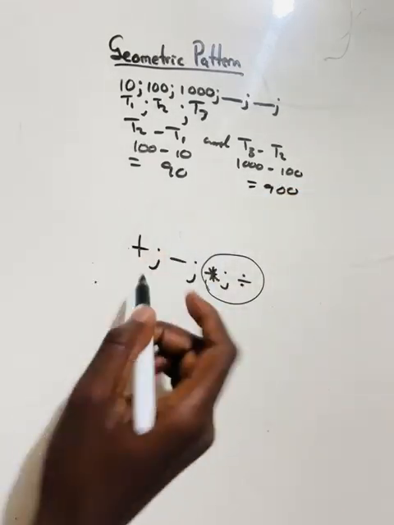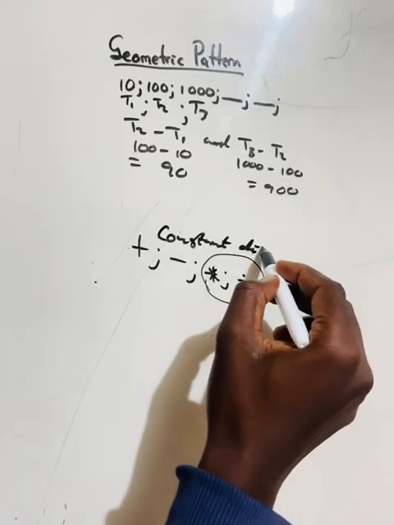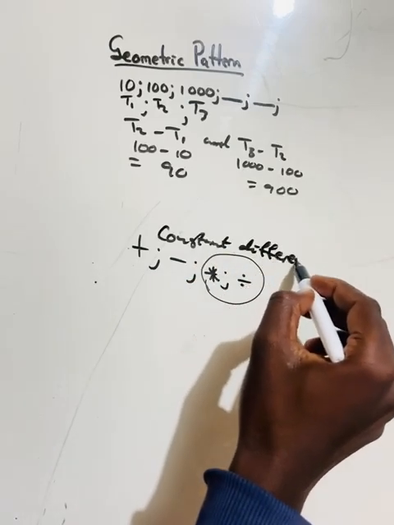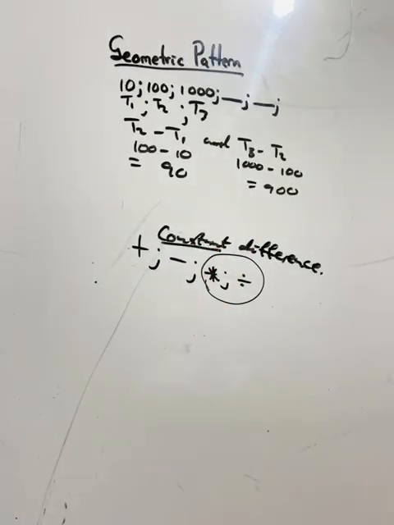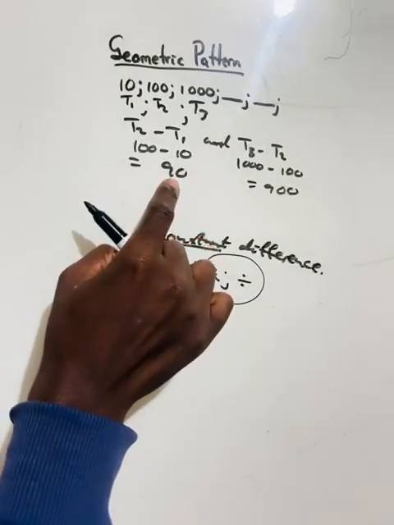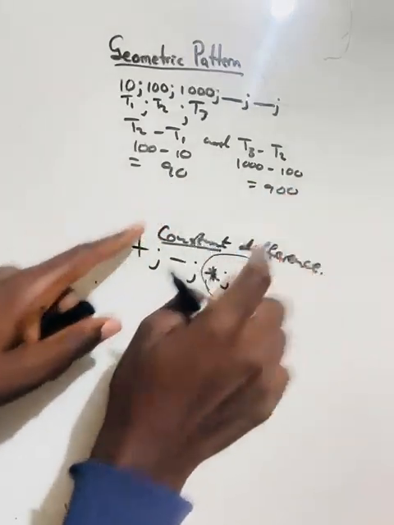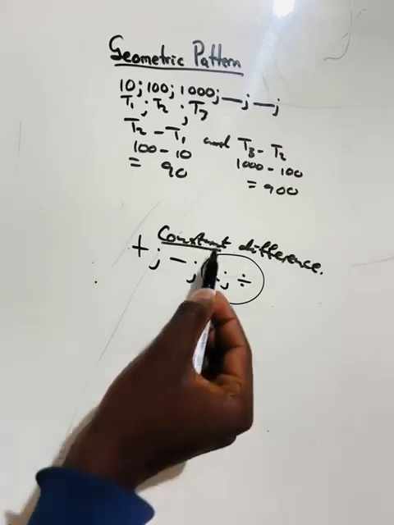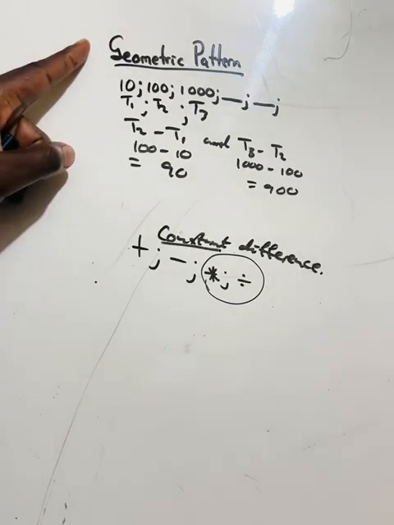Now, remember, we called it constant difference. And I said the word constant means something that does not change. But now let's check. We got 90 here. We got 900 there. The answers that we got, they changed. Therefore, they can't satisfy the definition of the word constant, right? Which makes it obvious that we are not dealing with a linear pattern anymore. Hence, it has been named geometric.